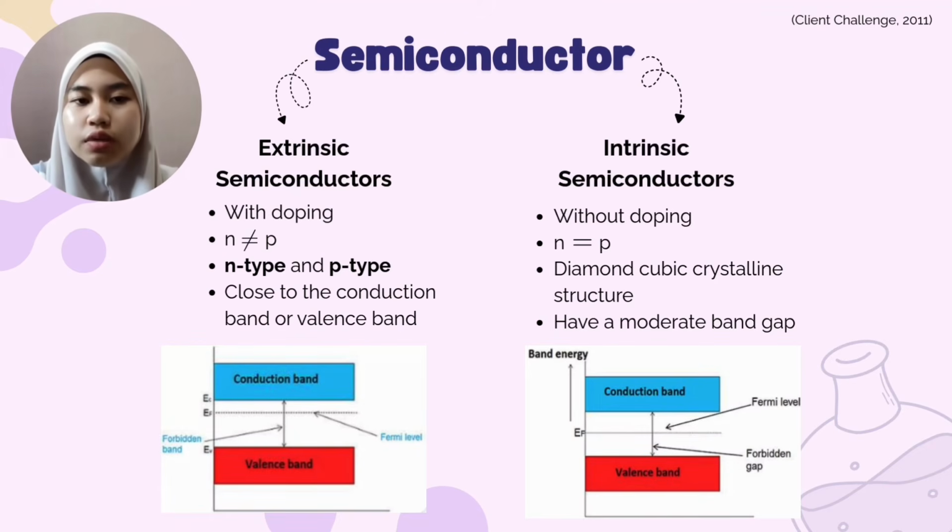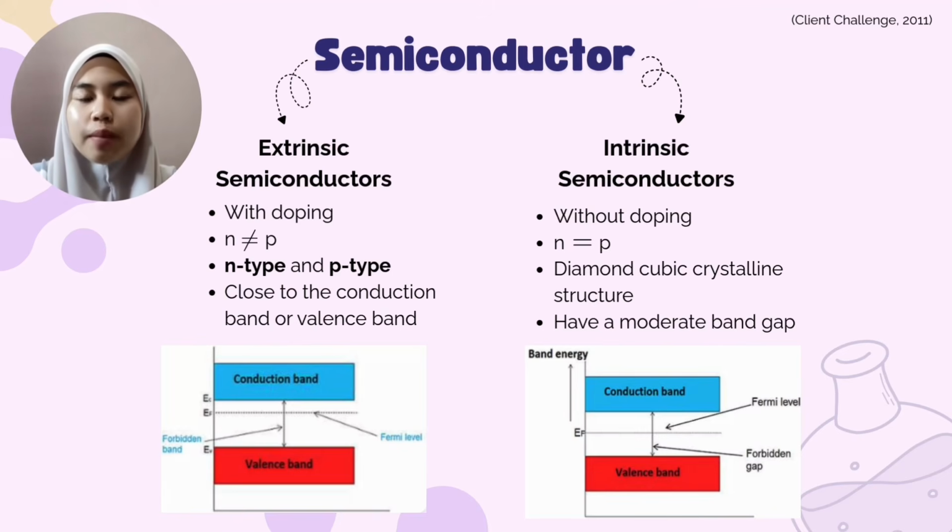Next, extrinsic semiconductors have an addition of impurities in order to increase their conductivity. The impurities, or dopants, can provide either more electrons or more holes. In extrinsic semiconductors, the number of excited electrons is not equal to the number of holes, and the Fermi level is near the conduction band or valence band. Extrinsic semiconductors are divided into two types, which are N-type and P-type.